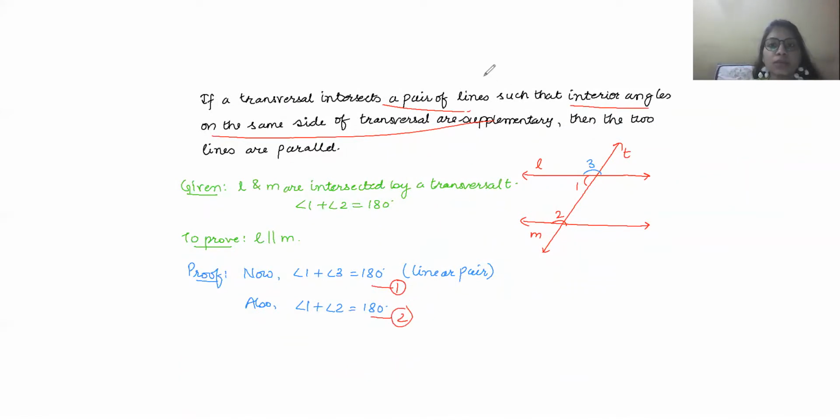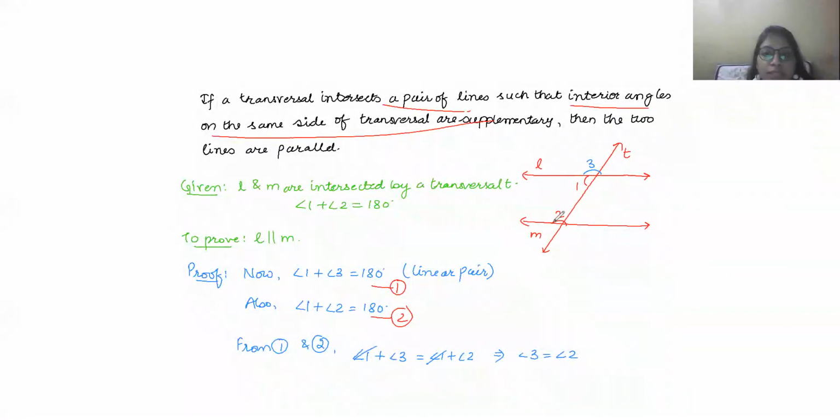Now what can you conclude here, if we observe these two equations, first and second? These two equations have equal right hand sides, so the left hand sides should also be equal. So we can conclude that angle 1 plus angle 3 is equal to angle 1 plus angle 2. Now, angle 1 is the same on both sides, so we can cancel it. We can subtract angle 1 from both sides. So what are we left with? Angle 3 equals angle 2.